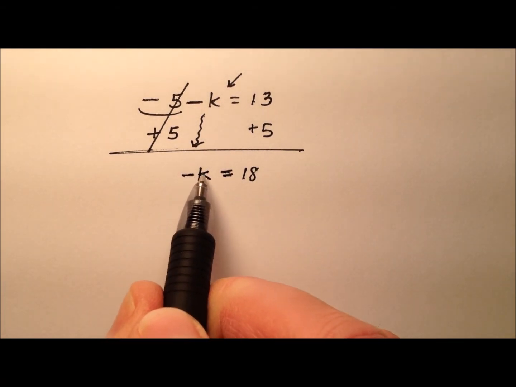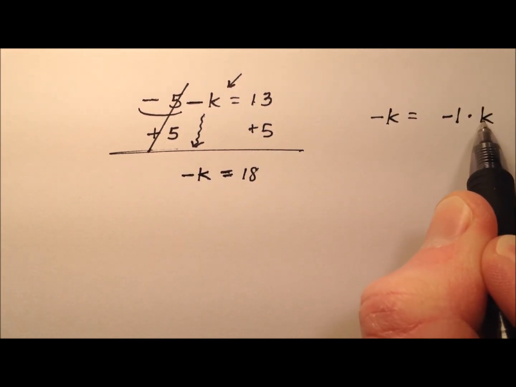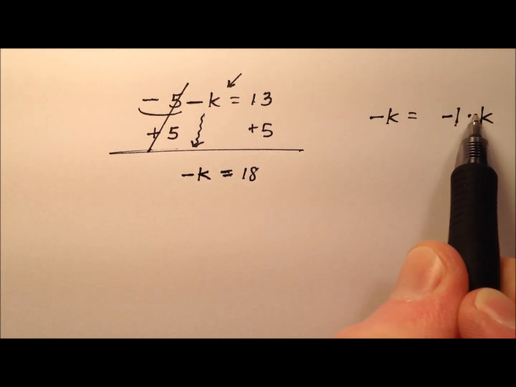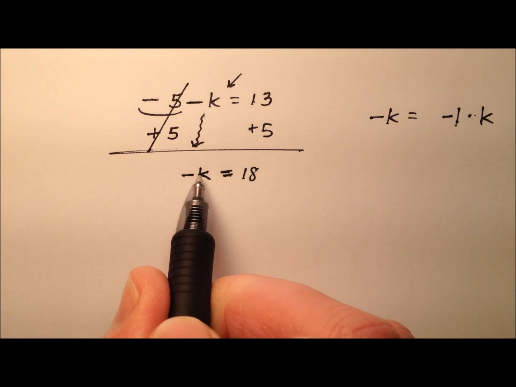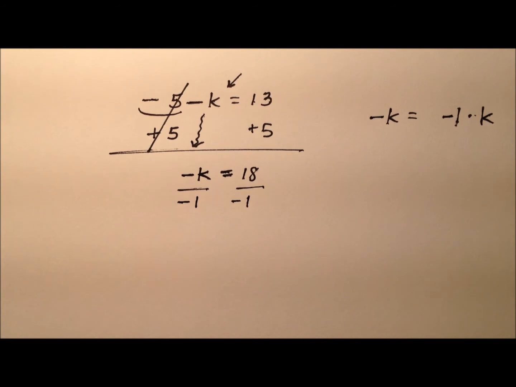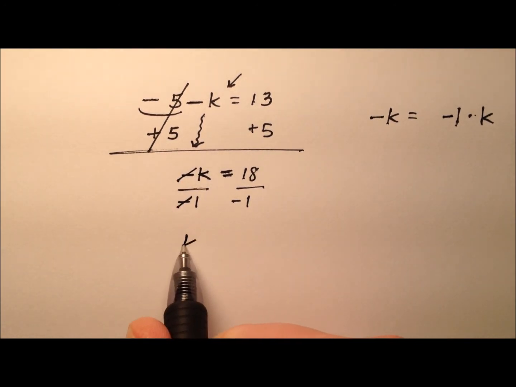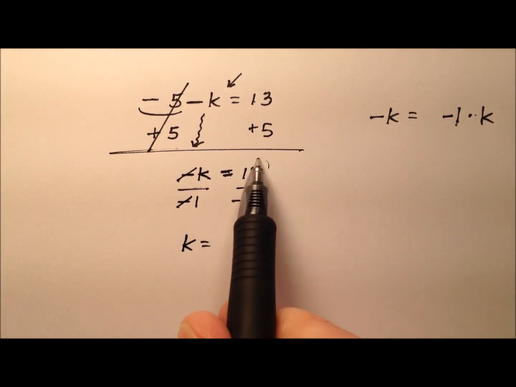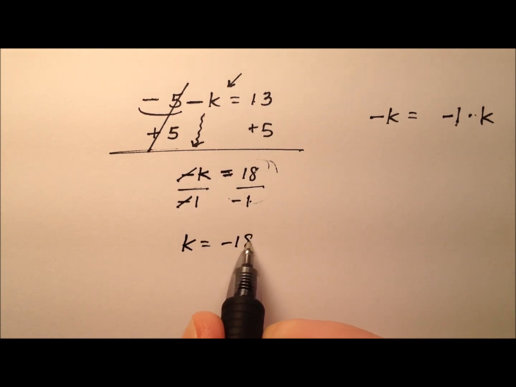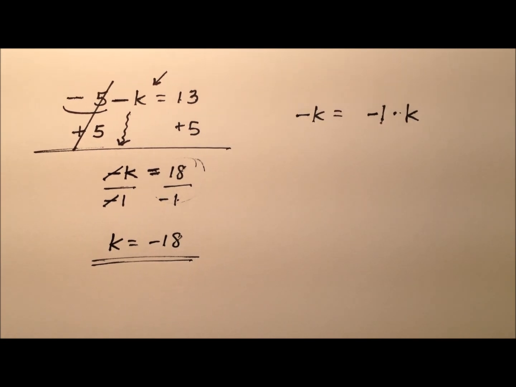So really this negative k is actually a negative 1 times the k, and that's the way our coefficients work. This negative in front is really a negative 1 times the k. So in order to get the k all by itself, we need to, in fact, divide by negative 1. And the division by negative 1 will cancel these negatives. It will get the k all by itself, but it will also change the sign on the right side. So 18 divided by negative 1 will end up being a negative 18. So in this case, our solution is negative 18.